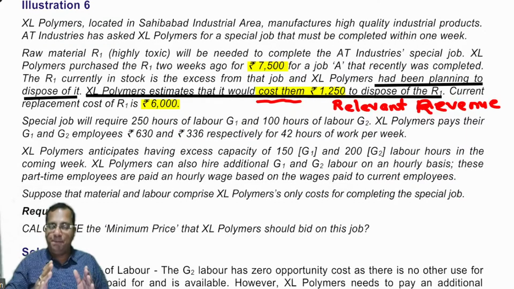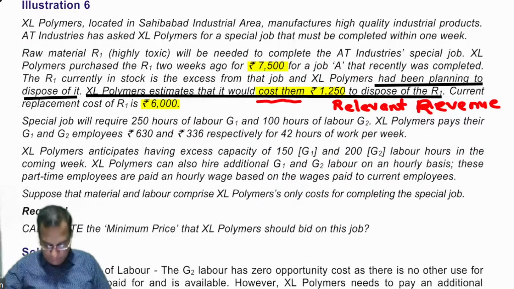So it's a relevant benefit to the organization, not a relevant cost. Is it clear to each and everyone, beta? Please communicate with yes or no, because it's a very special and rare point in our chapter number 5. I think this is the first and last question in which we have the toxic raw material destroyal cost. So it's very important that we clearly understand the treatment of the destroyal option.